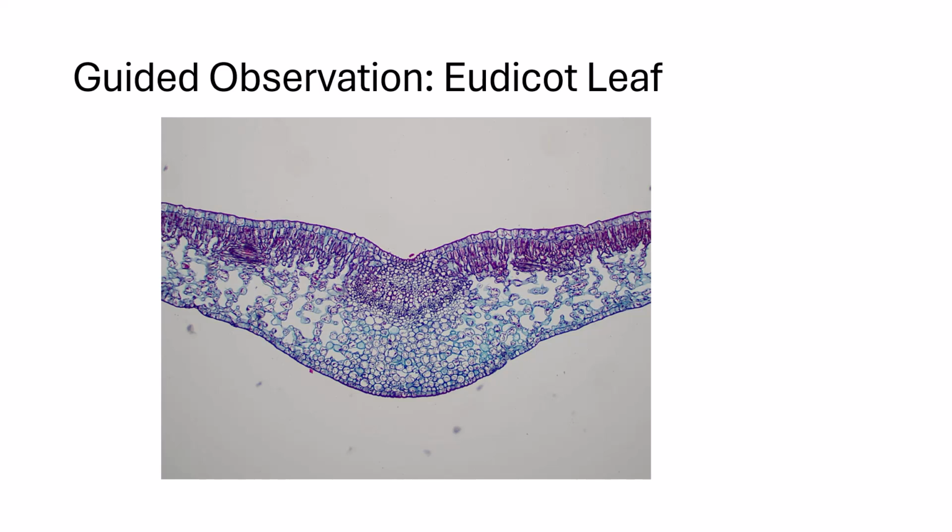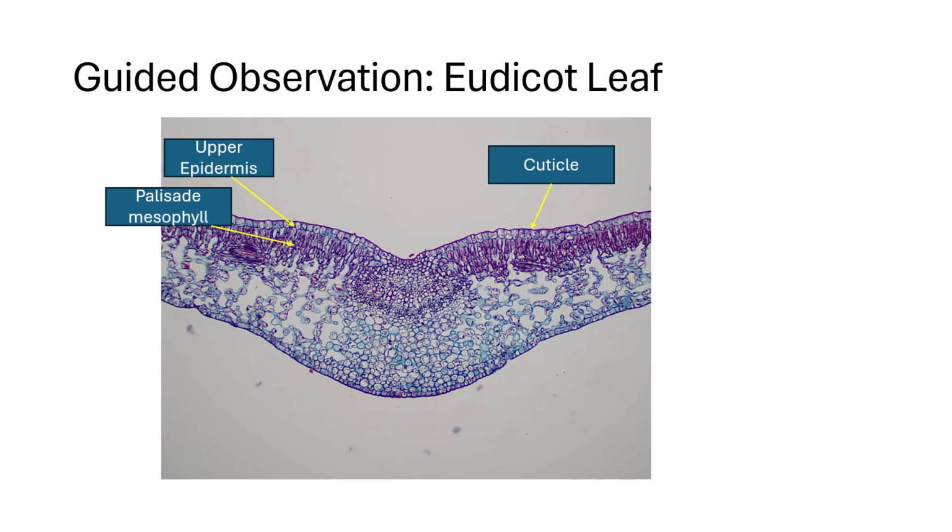Before you make your labeled drawing, let's review each structure so you know exactly what you are looking for in the microscope and what you will be labeling. The upper epidermis is the outermost layer on the top surface of the leaf. It consists of tightly packed cells that protect the leaf and help reduce water loss. Just above it is the cuticle, a thin waxy coating that further limits evaporation and protects the leaf from physical damage. Directly beneath the upper epidermis is the Palisade mesophyll.